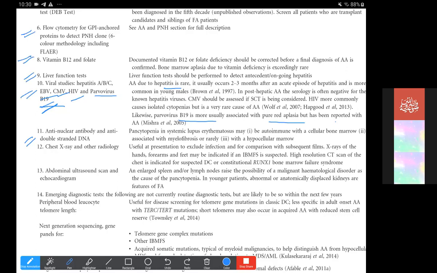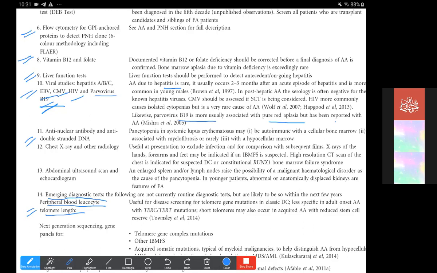Another test that they mentioned here is the peripheral blood leukocyte telomere length. The DEB test is for Fanconi anemia, and for dyskeratosis congenita, we can look for peripheral blood leukocyte telomere length. These are emerging tests. They are not currently routine diagnostics, but are likely to be so within the next few years.